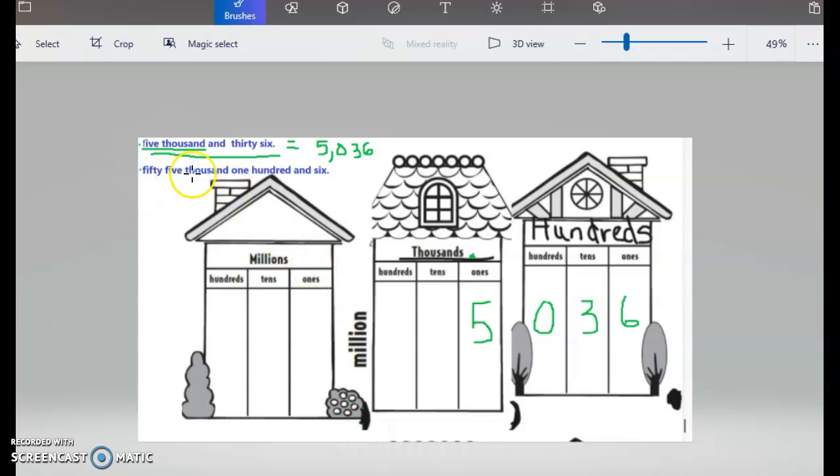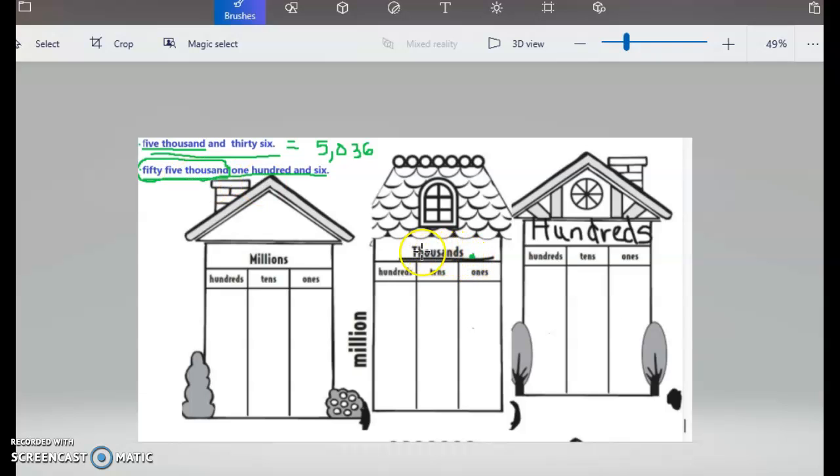We have 55,106. So this time we're going to be writing 55,106. So let me clear this off really quickly and let's do that one together. Okay, so we first start off with the bigger number as we're reading it from left to right. The first set of numbers we have is 55,000. And it tells me right here that it's in the thousands house. So I already know this 55 needs to go into the thousands house.